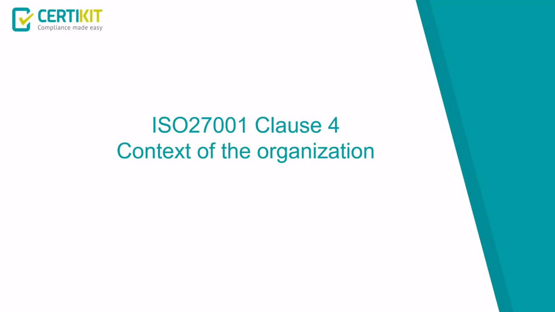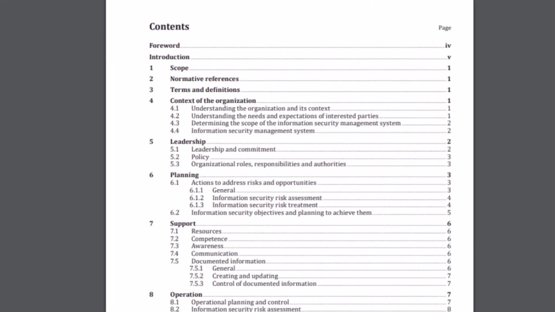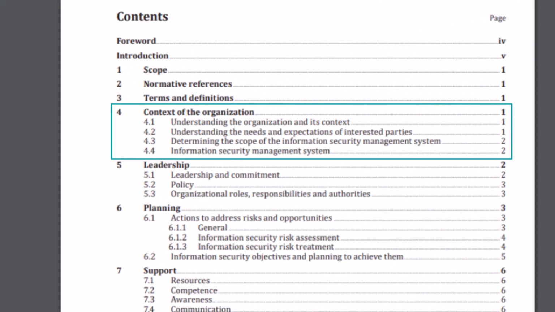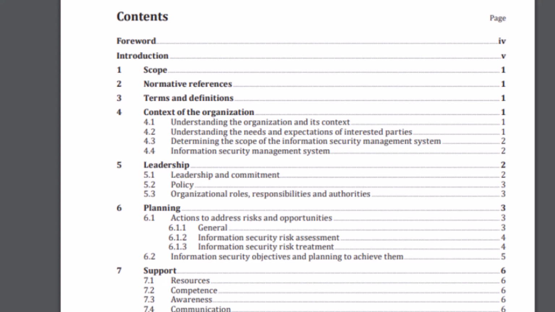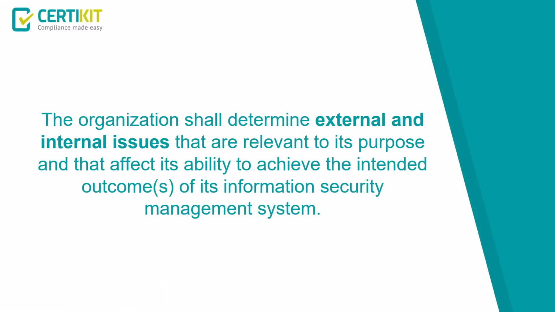In this video I'm going to talk about section 4 of the ISO 27001 standard, which is context of the organization. This section has 4 subsections covering the organization and its context, interested parties, scope of the ISMS, and the ISMS itself. The first of these requires the organization to identify relevant external and internal issues, which, let's face it, is pretty vague, so let me try to shed some light on this for you.